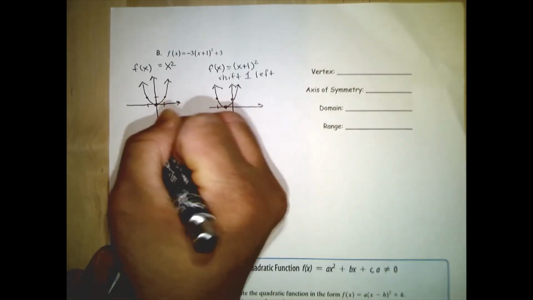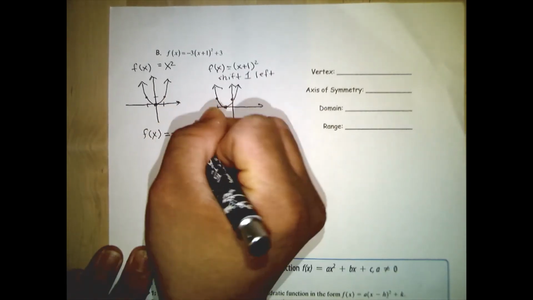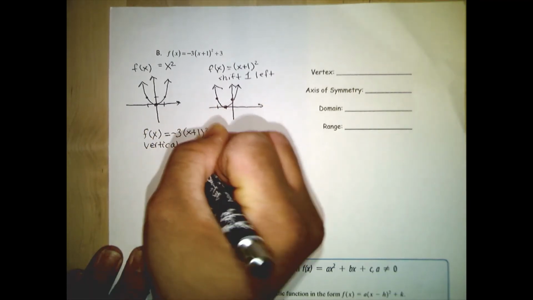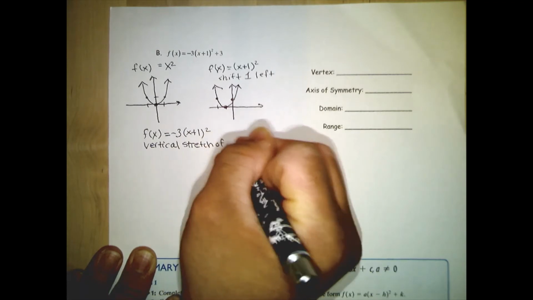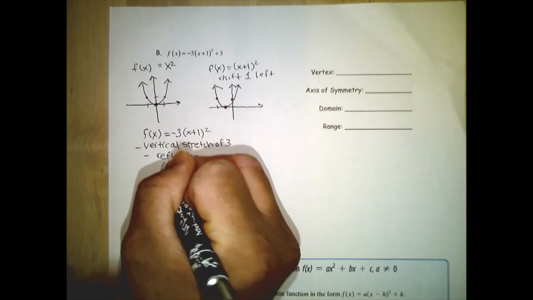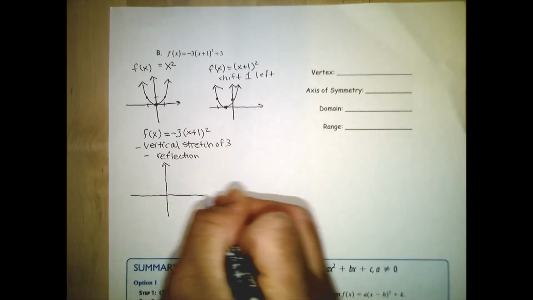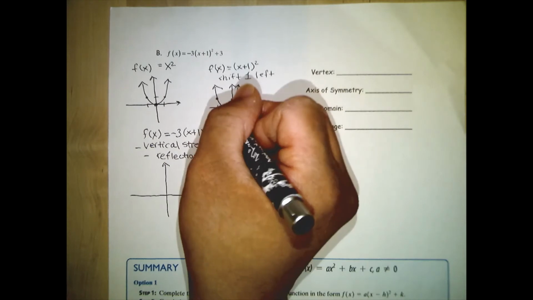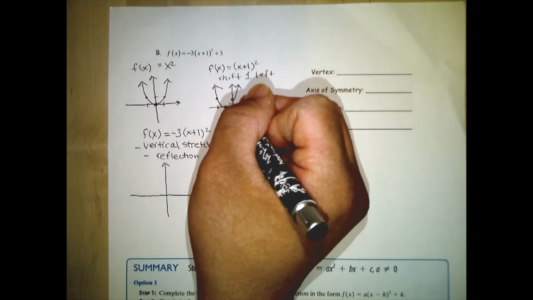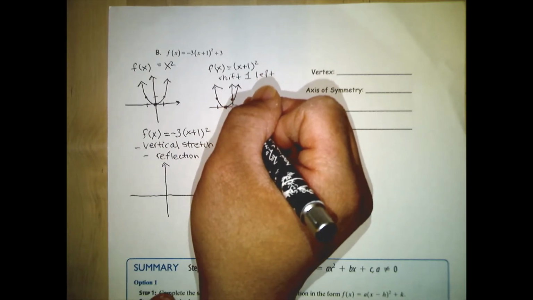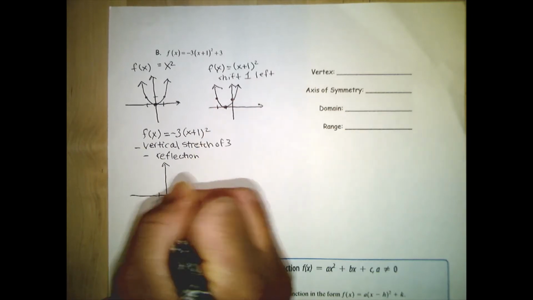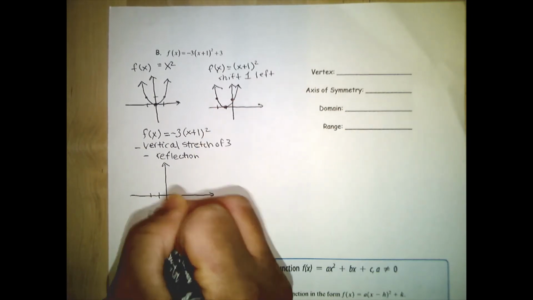Now, let's multiply by the negative 3 to do the vertical stretch of 3 and a reflection. All right, so we're going to multiply all the y values by negative 3. So if y is 1, that means y is now going to be negative 3. So we have a point at (-2, -3).